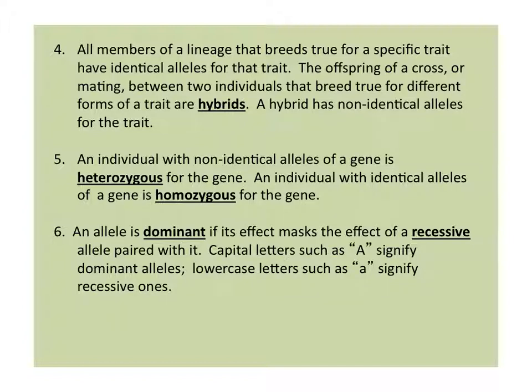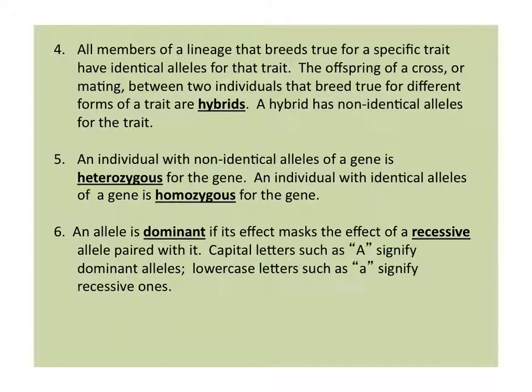Now, if you cross two with different forms of a trait, for example, two flowers that have bred true for red and two flowers that have bred true for white, same species, different colors, and you breed those, what you'll get is what is called a hybrid. And so these might have gotten one trait from the red and one trait from the white. And again, we'll talk about this. This would be called heterozygous, which is here in number 5.